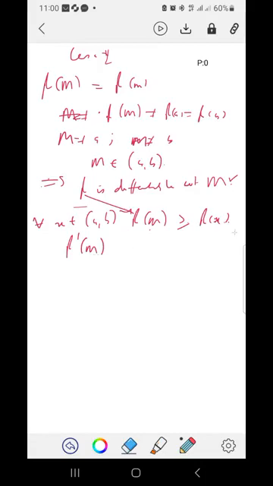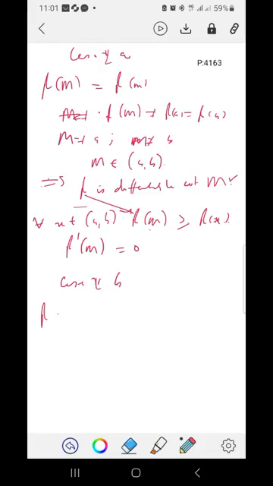according to the local maximum theorem, f prime(M) would have to be 0. That is that. Okay, that's case 2. Well, we call that case 2A. Then we have case 2B, which is the reverse of this.